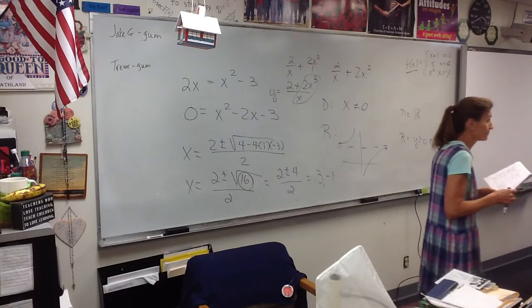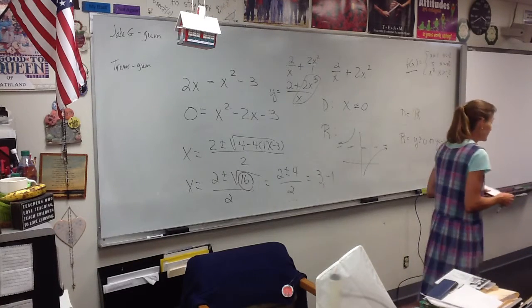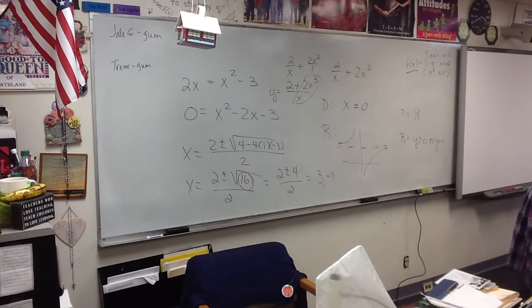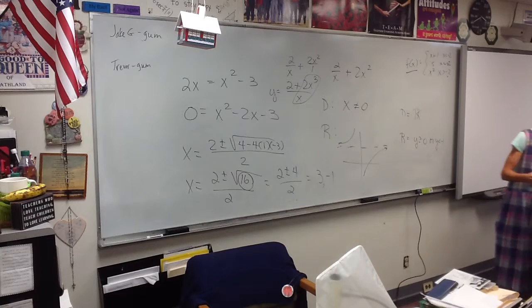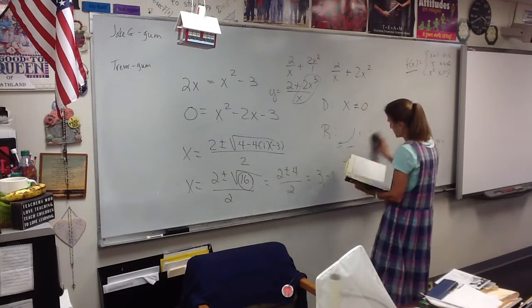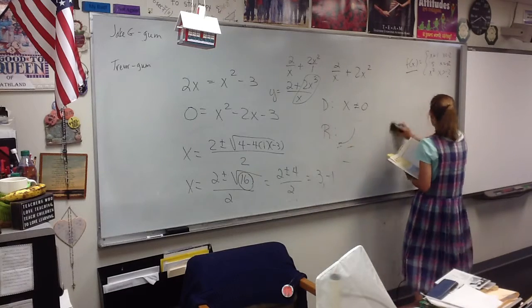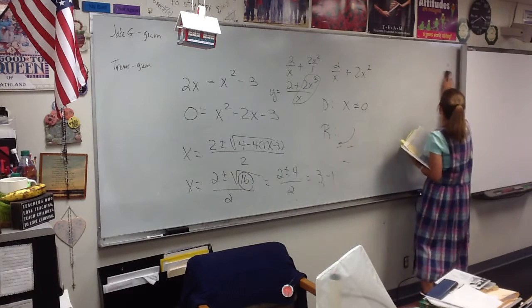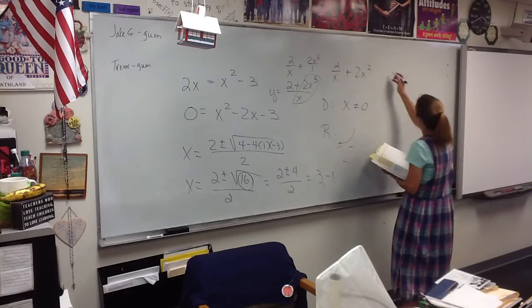Victoria? Number 19 in the review. 19 in the book. Maybe Dan wants to, he's our book expert. What is this? Graph it, state whether it's continuous at x equals 0. If it's discontinuous, is it removable or non-removable? Okay. So let's take a look at this function.